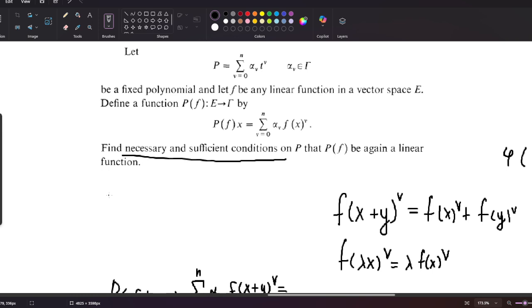Cool, I think we've proven all the properties necessary for us, so essentially there are no conditions that we have to prove. Any polynomial would do, and we don't really have any requirements for it to actually qualify as a linear function. That's a sketchy result.